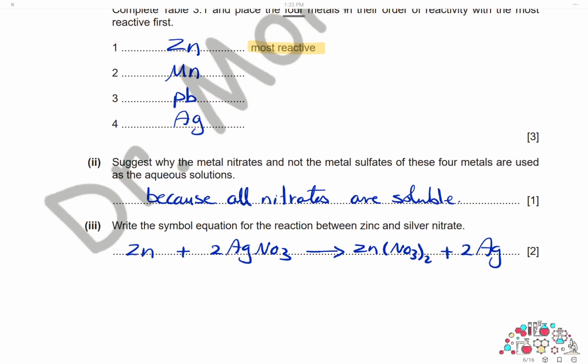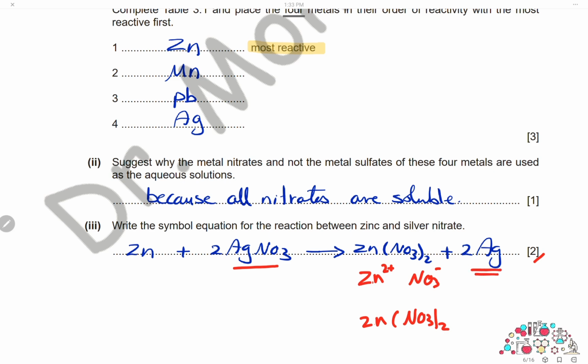Write a simple equation for the reaction between zinc and silver nitrate. Here again, the equation is for 2 marks, so we have to balance the equation. Zinc reacts with silver nitrate, using the correct formula of silver nitrate, then forming zinc nitrate. Zinc has a charge of +2 and nitrate is -1, so the formula will be Zn(NO3)2.